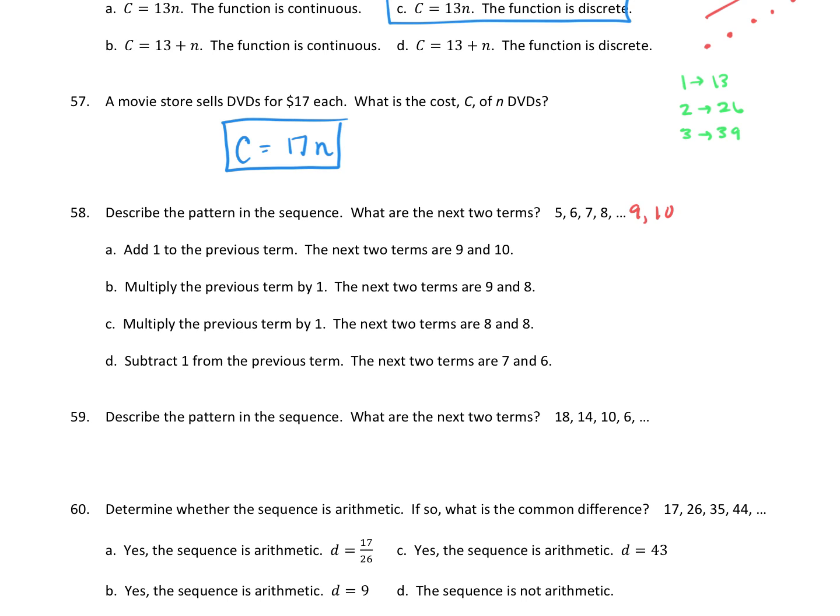And let's see which option describes what we just came up with. Option A, add 1 to the previous term. Yep, that's what we were doing. The next two terms are 9 and 10. All right, well, I like option A. Option B, we're multiplying the previous term by 1, so we did not use multiplication. Option C, multiply the previous term. Nope. D, subtract 1 from the previous term. If these numbers were decreasing, then we could think about that, but we were just adding 1 to the previous term, and we found our next two terms.